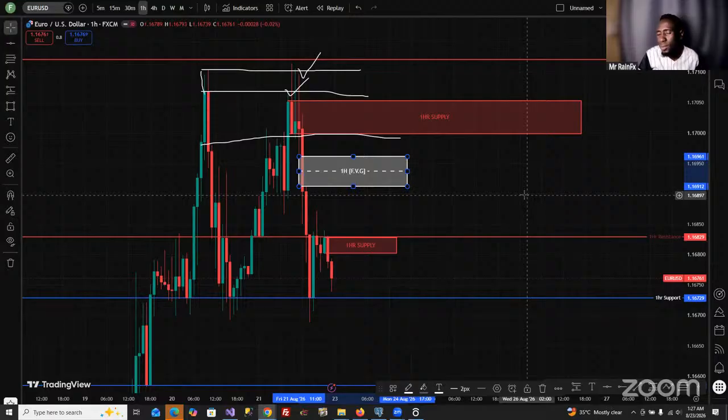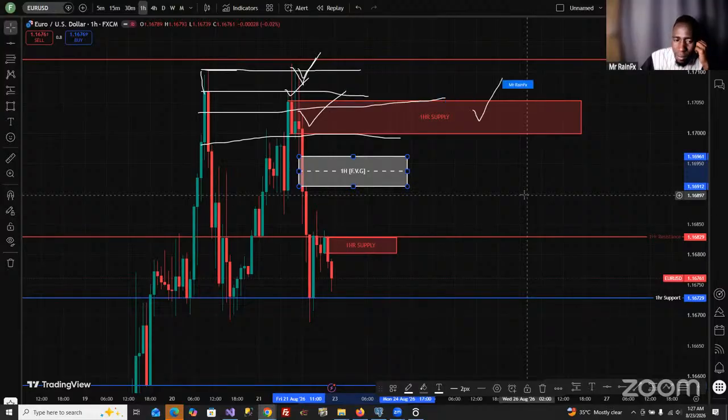We said, where do we find liquidity? Above supply zones, below demand zones, and on the highs and the lows. Am I correct? So this was a supply zone. We had the liquidity above it. So now we can say that liquidity was taken. This area is still valid because it is still inside the supply zone.